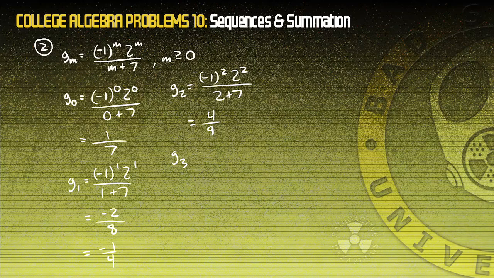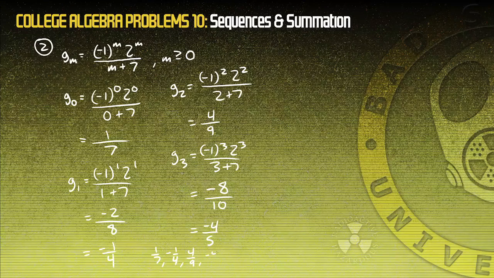So we can go to our fourth term, G3, and that's going to be minus 1 cubed times 2 cubed divided by 3 plus 7. Minus 1 cubed is just minus 1, so pick up a negative sign, and 2 cubed is 8. Say minus 8 on the top, and then 3 plus 7 is 10. And when you simplify that, you get minus 4/5. So we can write our terms out at the bottom. We have 1/7, minus 1/4, 4/9, and minus 4/5.